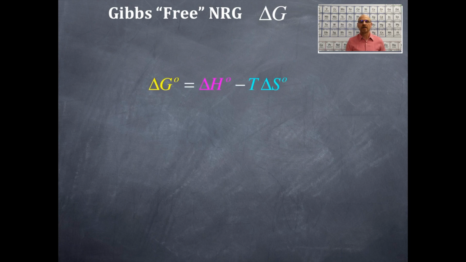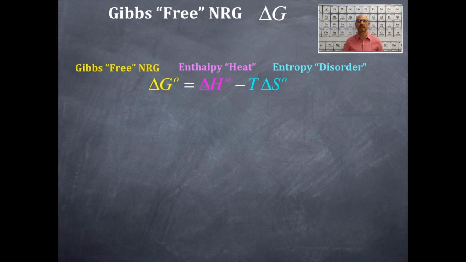Delta G naught is equal to delta H naught minus T delta S naught. So what is delta G naught? That is the Gibbs free energy. That is the energy to do useful work. Remember that? Useful work. The delta H naught is the enthalpy term, and that is a heat term. We talked about the internal heat and the pressure-volume issues with the enthalpy already in a previous video. And the delta S is the entropy term, and that is a disorder term, if you will.